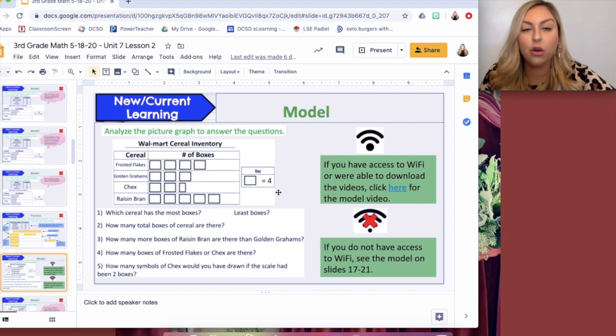It says, which cereal has the most boxes? So we could look at this easily and see which one has the most. These two are pretty close, but there's one more here. So your answer's there. And which one has the least boxes? You're going to put that here. So let's just keep going.